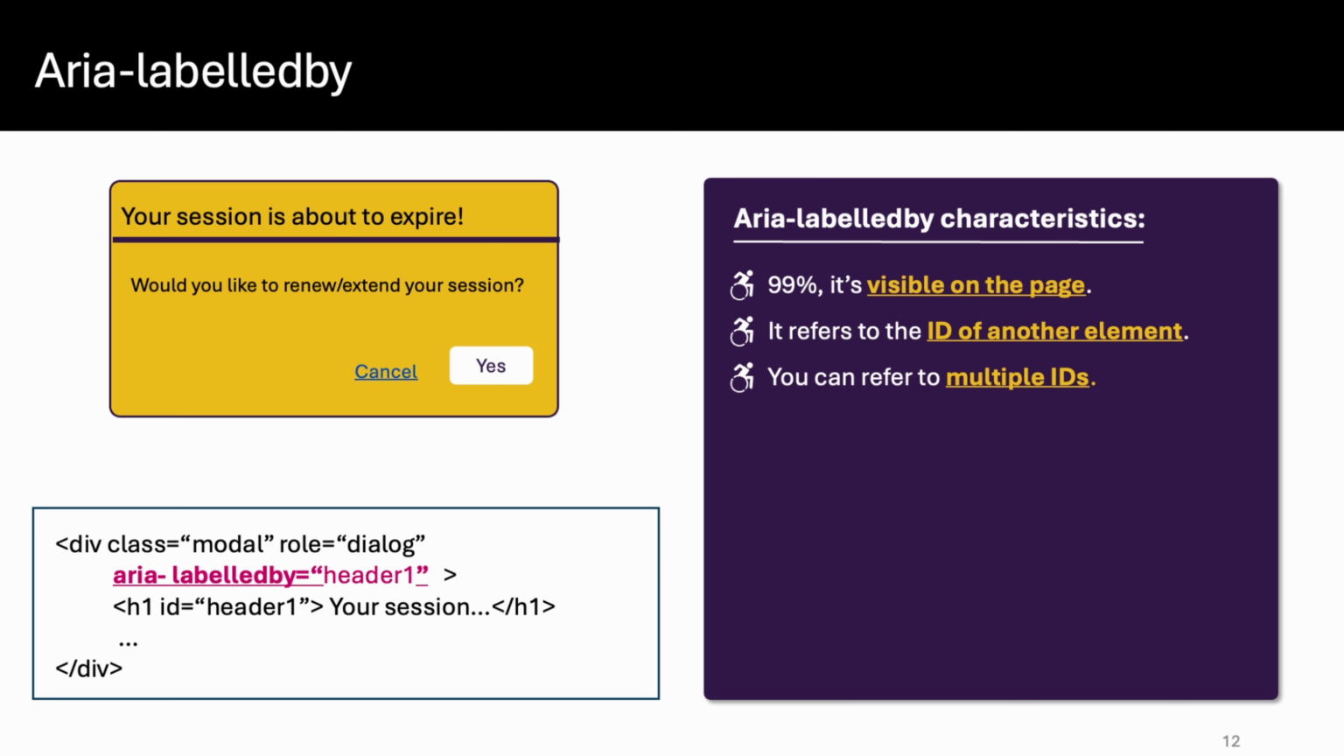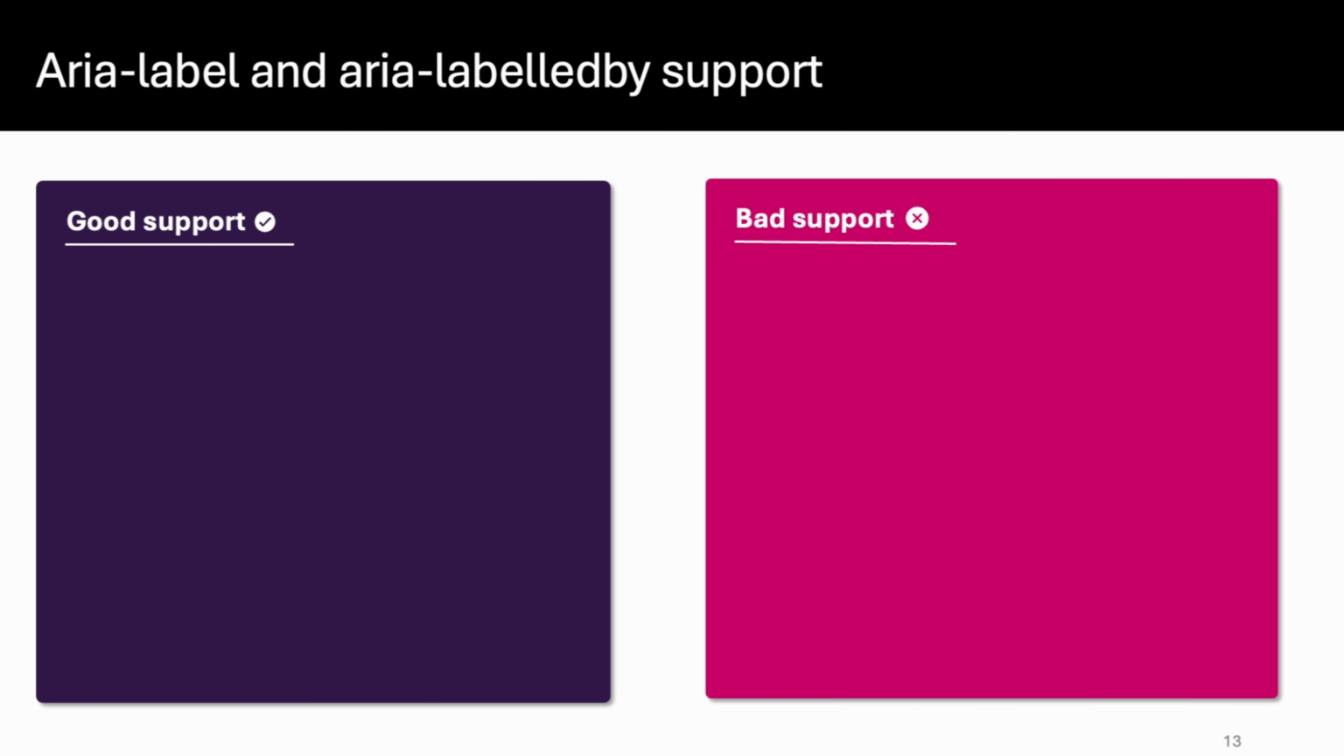Another benefit of aria-labelledby is that you can reference multiple IDs. That means you can build an accessible name from more than one visible text source when needed. Similar to aria-label, it also replaces the element's original text. I believe this is the right time to understand the good support versus the bad support for aria-label and aria-labelledby. Aria-label and aria-labelledby are not magic attributes that work equally everywhere.